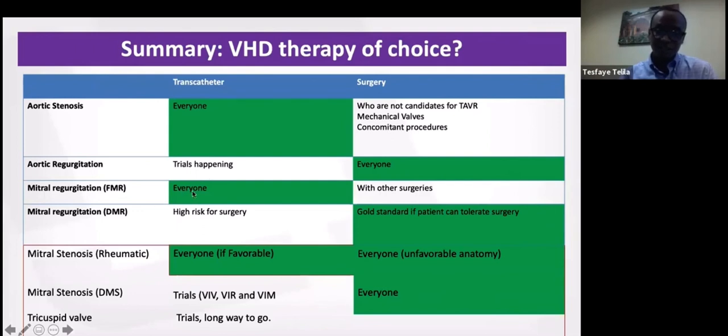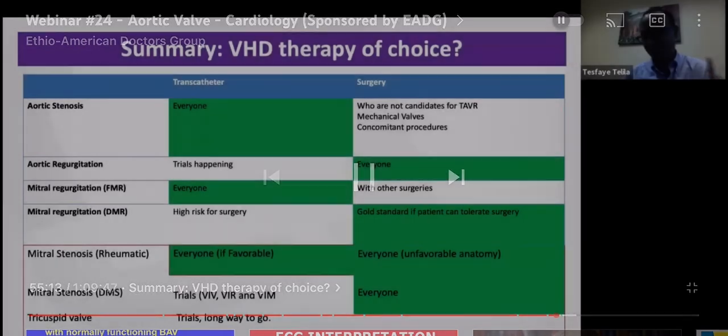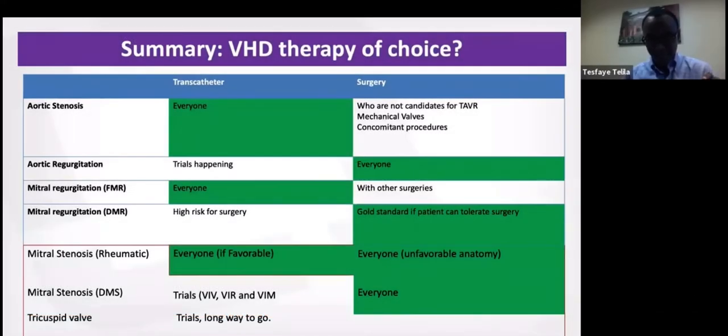For mitral regurgitation, functional MR, everyone can undergo MitraClip. I know I didn't talk about MitraClip. But if it is degenerative mitral regurgitation, surgery is still the gold standard. Mitral stenosis, rheumatic mitral stenosis, everyone can undergo balloon mitral valvuloplasty if the anatomy is favorable, if the Wilkins score is less than 8. Of course, there are trials going on for tricuspid valve-in-valve therapy.